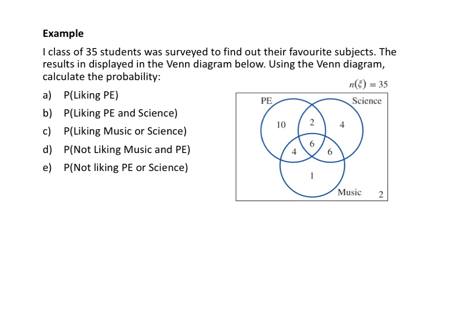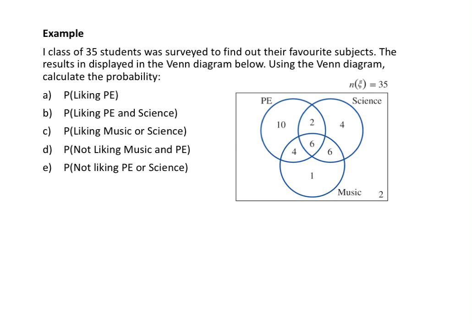Using the Venn diagram, we want to calculate the probability of a student liking PE, of a student liking PE and science, of a student liking music or science, of a student not liking music and PE, or not liking PE or science. So let's have a look at how we use our Venn diagram to help us with these calculations.